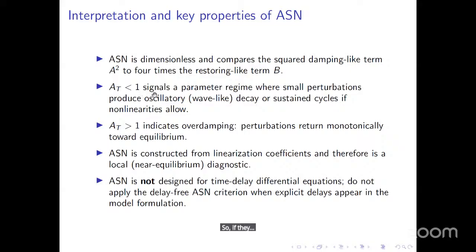So if it is less than 1, it signals a parameter regime where small perturbations produce oscillatory, or wave-like decay or sustained cycles if nonlinearity allows. So the Atangana strength number is not designed for time delay differential equations. You do not apply the delay-free Atangana strength number criteria when explicit delay appears in the model formulation.